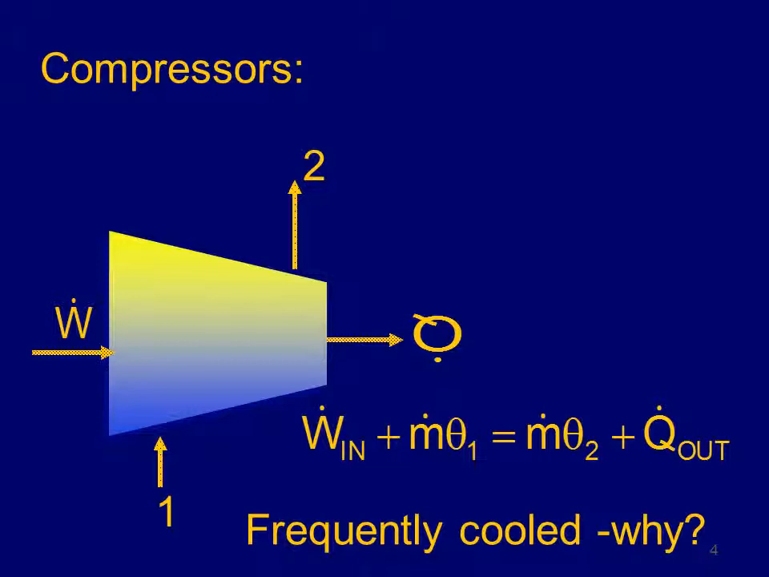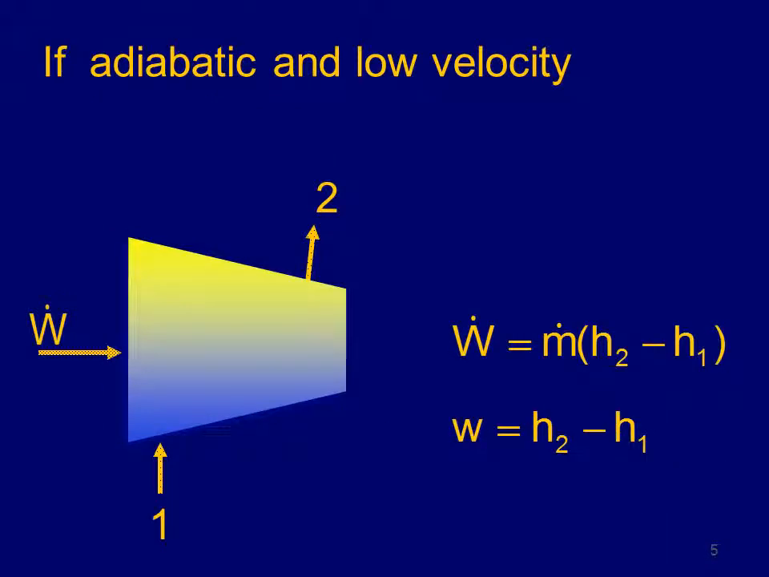Now when you're pumping a liquid and raising its pressure, the volume is very small and it's not changing. When you're pumping or raising the pressure of a gas, you're having to compress and lower the volume of the gas, so you've got a force through a distance there, a pressure through a volume that's changing, and the more the volume changes, the more work you're going to have to do to accomplish that. So often you'll cool the compressor to make the volume smaller by cooling. Okay, let's take the case where we have an adiabatic compressor and low velocity.